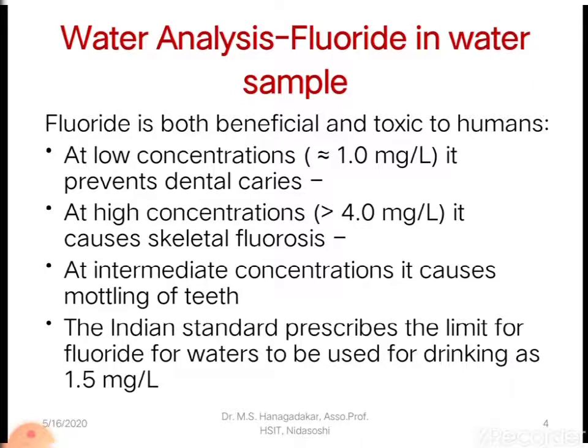Fluoride is both beneficial and toxic to human beings. At lower concentration, if it is less than 1 milligram per liter, it prevents dental caries, that is, teeth decay. But at very high concentration, that is 4 milligram per liter, it causes skeletal fluorosis. The intermediate concentration, between 1 milligram per liter and 4 milligram per liter, causes dental-related diseases, called dental fluorosis.